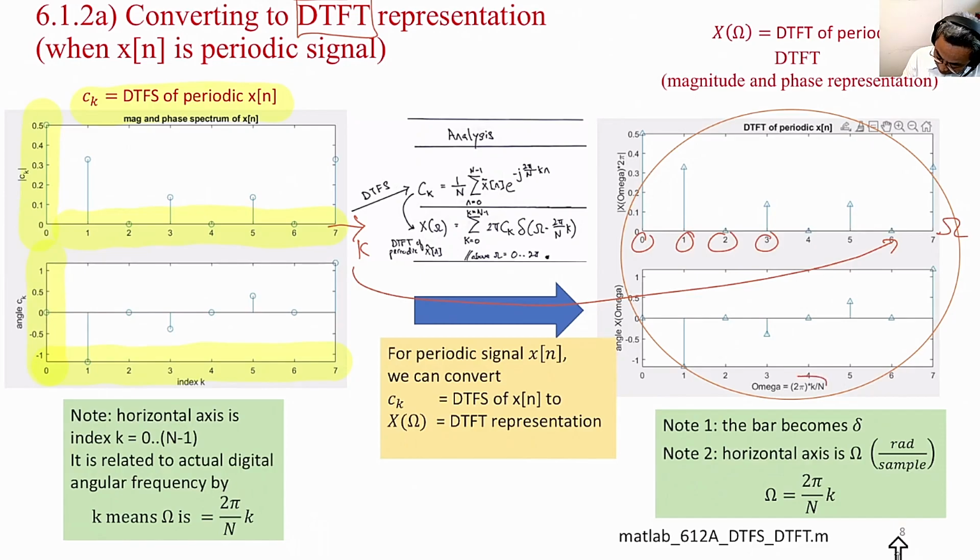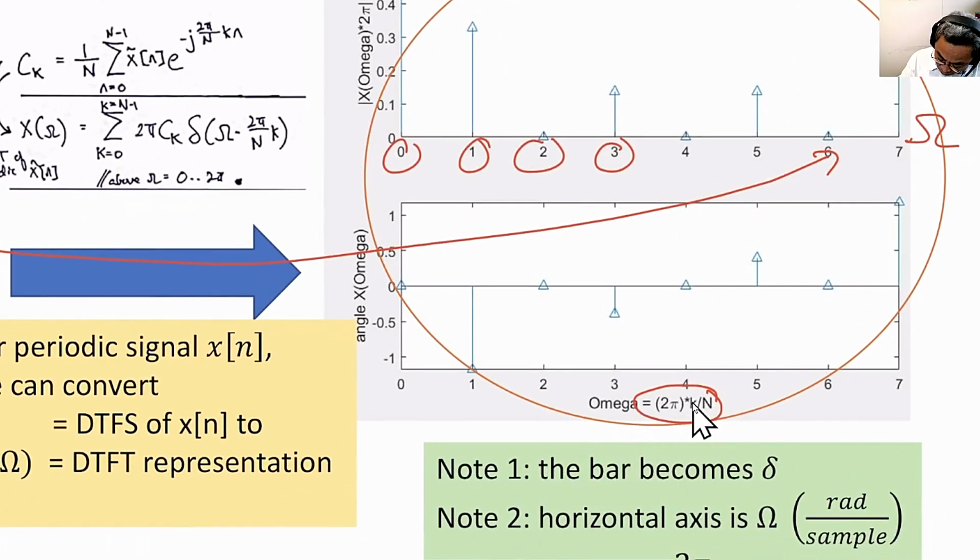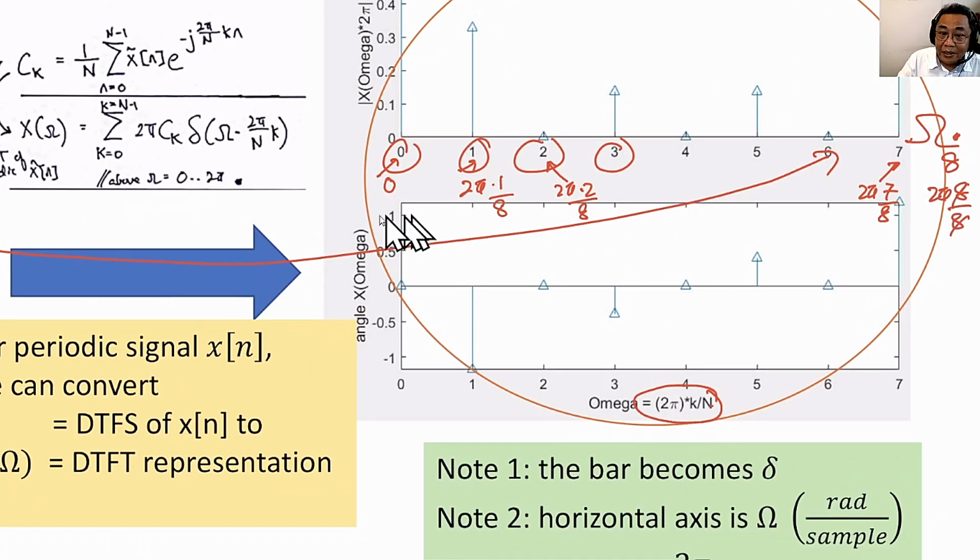But what it does is that the real horizontal value should be 2 pi times k divided by N. So over here is still 0. Here is 2 pi times 1 divided by 8. Here is 2 pi times 2 divided by 8, and so on and so forth, until the last one is 2 pi times 7 divided by 8. And of course, if you are asking what happened at the point 8, it is 2 pi times 8 divided by 8, which is exactly at 2 pi.